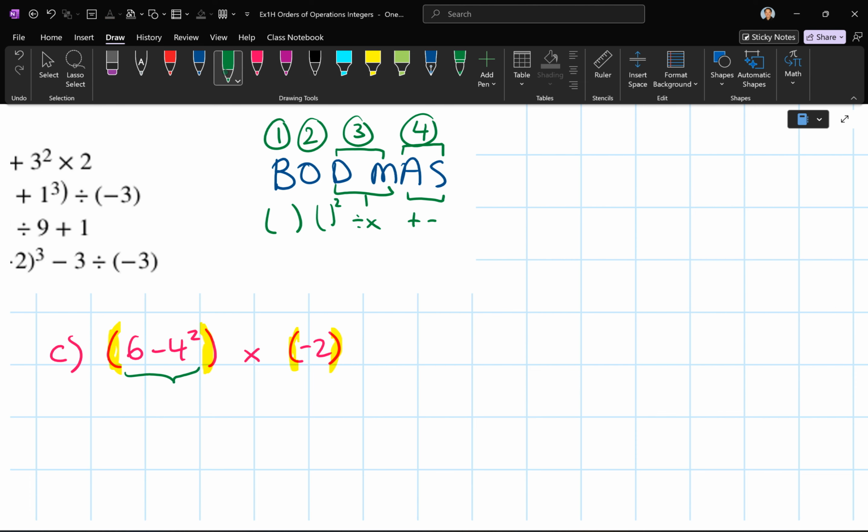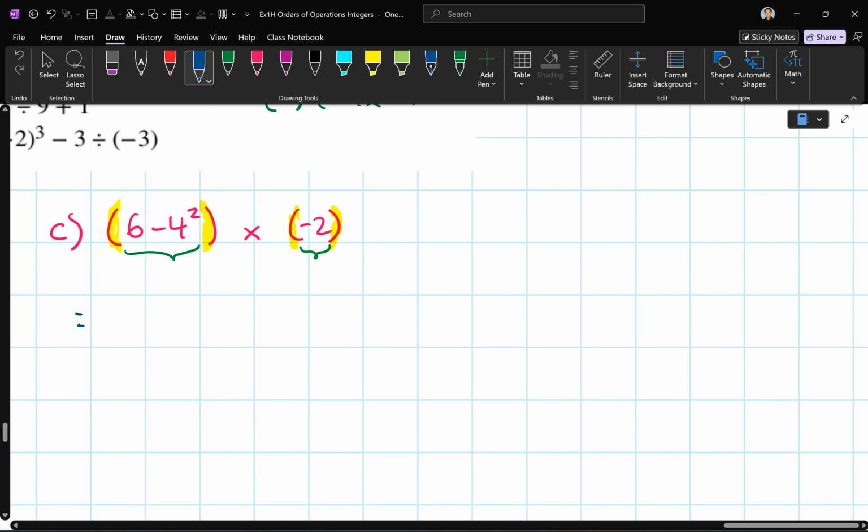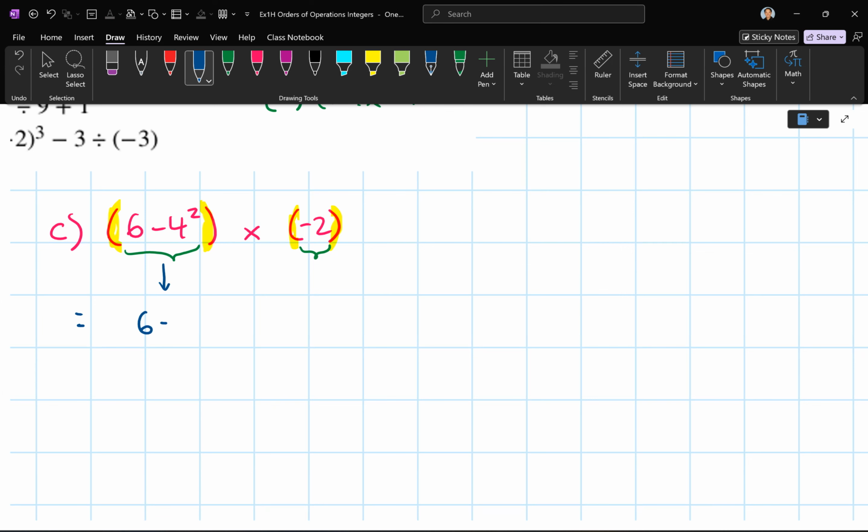We say, well, what's inside this bracket and what's inside this bracket? Let's do it from left to right. So from left to right, inside this bracket, I've got a 6 minus 4 squared. That's inside the brackets I need to focus on, right? Inside this bracket, there's only a negative 2. In between, remember the times are still there, so I'm going to just write the times there.